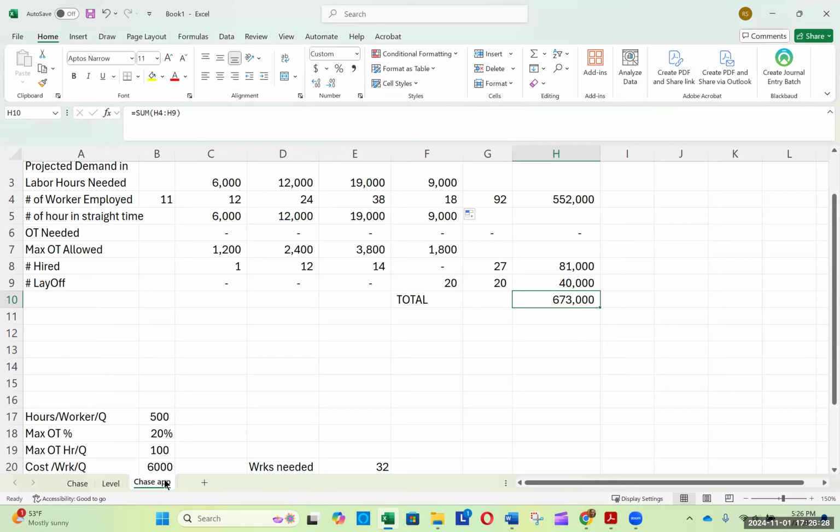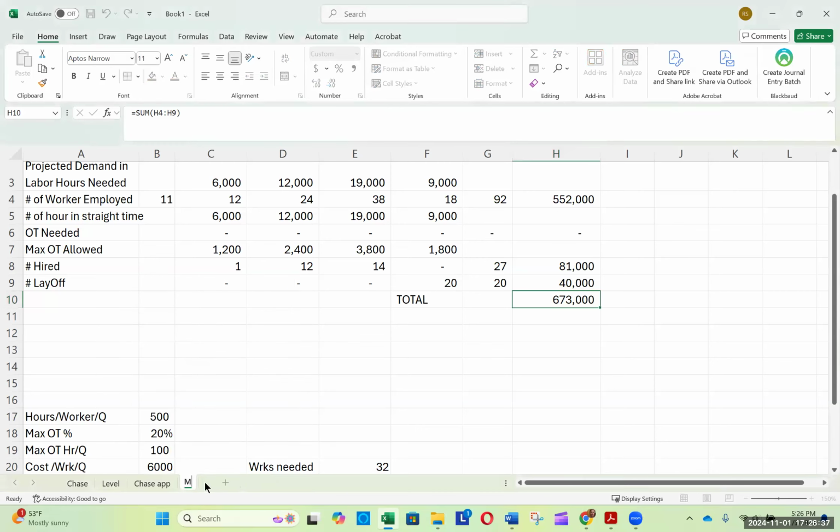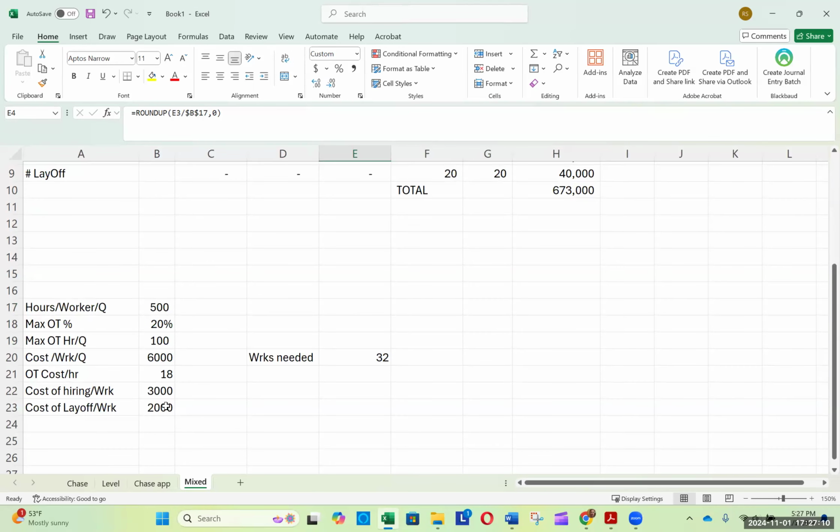So I'm going to just create a copy of this file again. Move to the end, create a copy, and I'm going to call it mixed approach. And let's see, I'm just trying out, is there anything I can do? Can I play with a fewer number of people? I remember there were 32 workers I needed, right? In the previous one when we were using maximum overtime. So you are going to reduce some hiring and laying off if you can just cut down, because you will not go from 24 to 38. Maybe you can reduce the cost, because cost of hiring and laying off is like 3,000 plus 2,500.